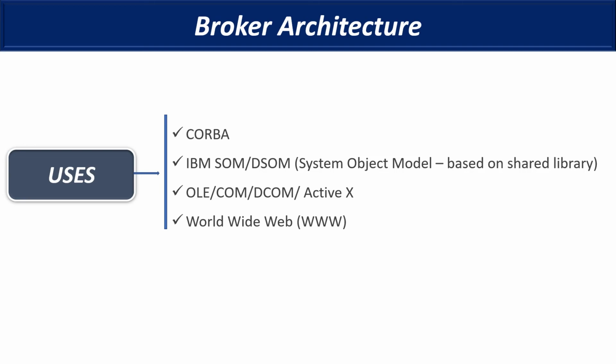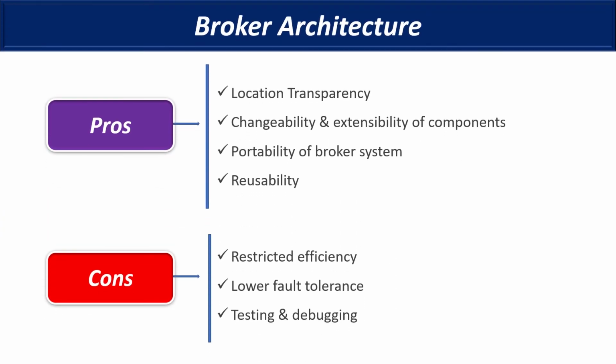And the next is the World Wide Web. You already know about it, and the use cases of it are huge, especially in distributed systems and the World Wide Web. It is heavily used. Broker architecture has location transparency. The client doesn't have to know which server the response is coming from. So they don't have to know anything about the server. The broker will manage all of those things for them.